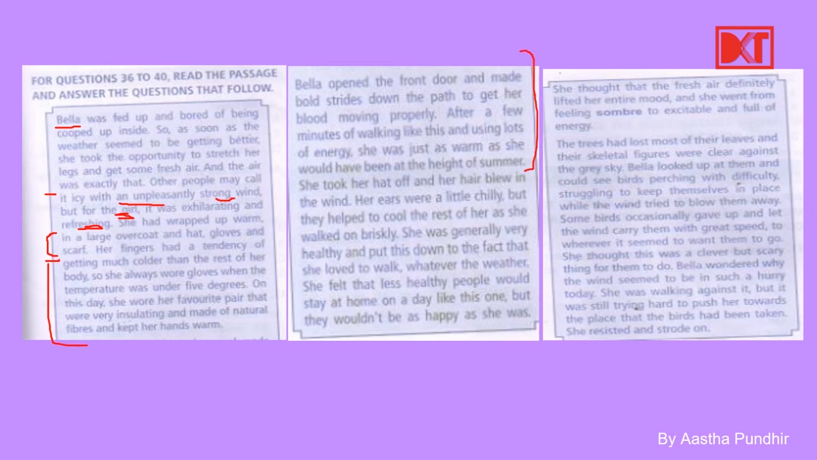So Bella now opens her home door and then she went outside to get her blood moving properly, to make herself warmer, so that her body does some activity and she feels warm. So after a few minutes of walking, what happens? A lot of energy is used, and then she is just as warm as she would have been at the height of summer, which means her body is really warm as it could easily have been in summer.